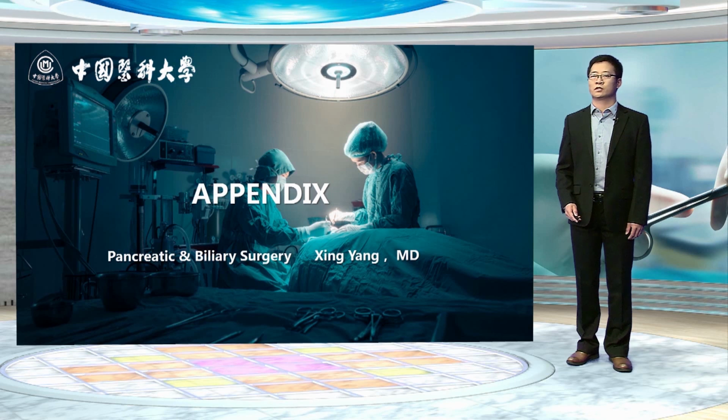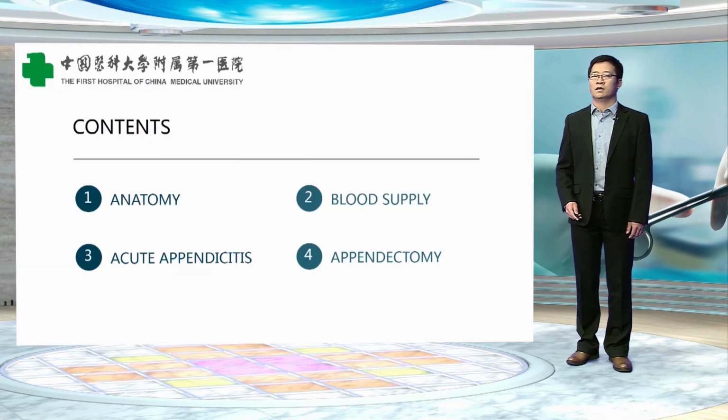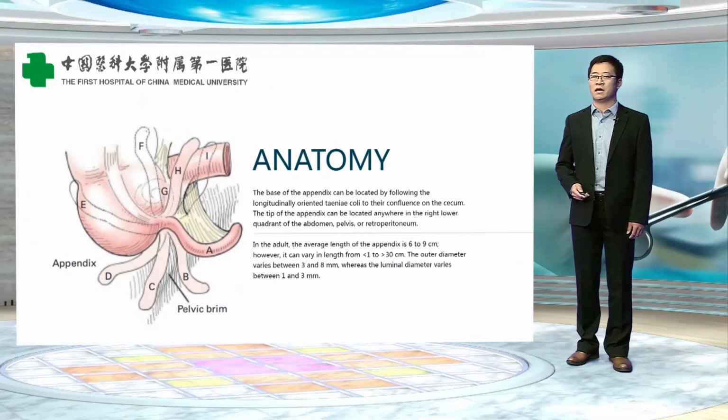In this lecture, we will talk about diseases of the appendix. The contents include anatomy of the appendix, blood supply, acute appendicitis, and appendectomy. First, we will talk about the anatomy of the appendix.